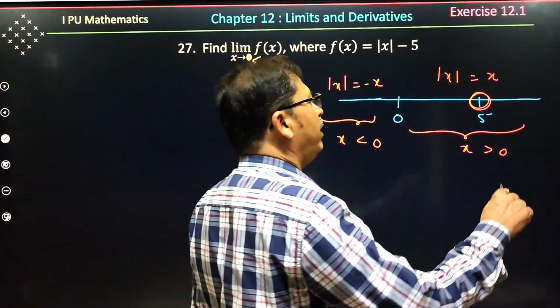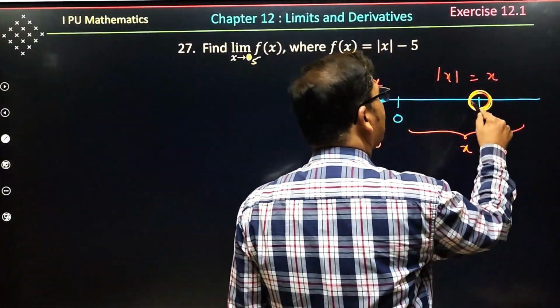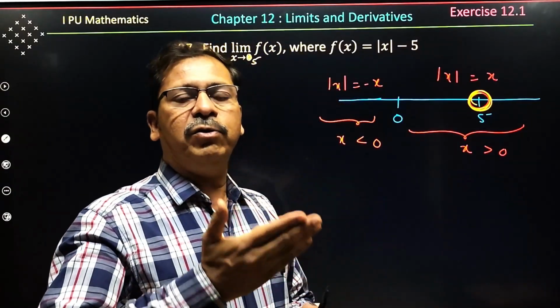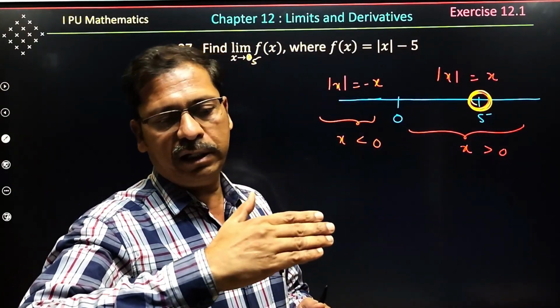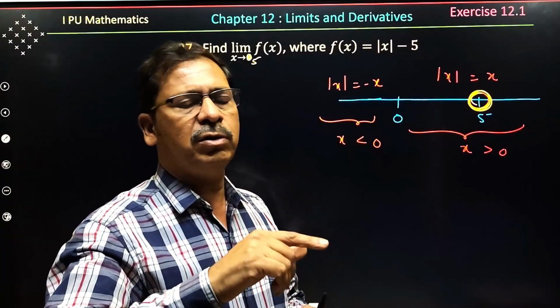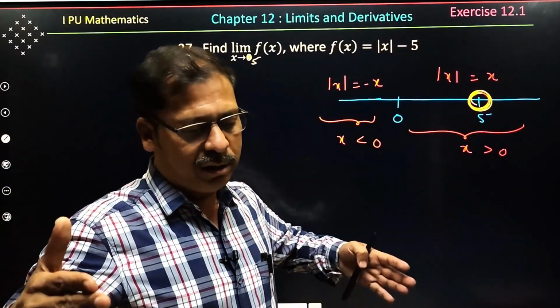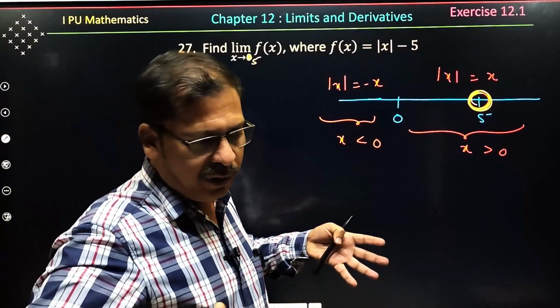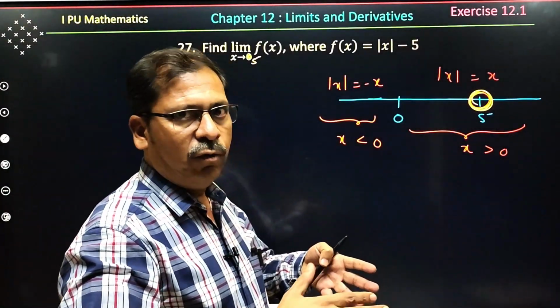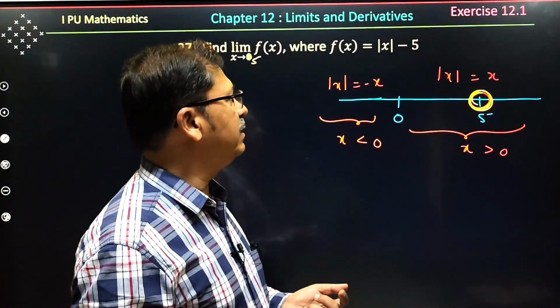You need to find the value of the limit in the neighborhood of 5. Please concentrate here. In the neighborhood of 5 means 4.9999 on the left side, and 5.00001 on the right side. When x approaches 5, what is the value of the limit that you need to calculate?